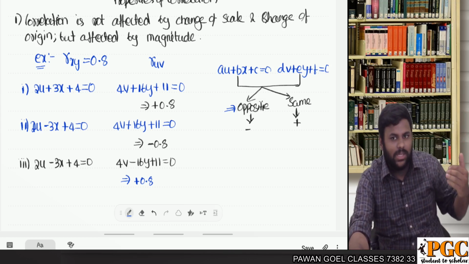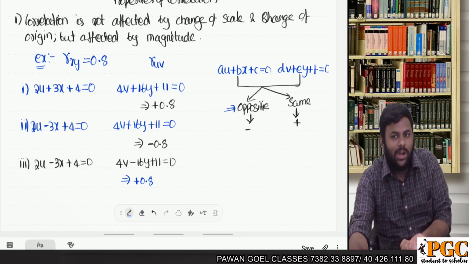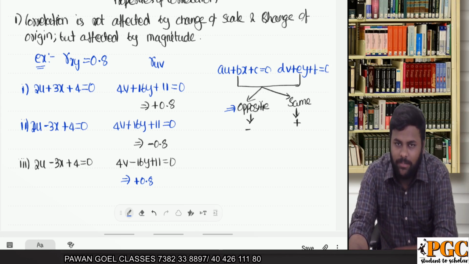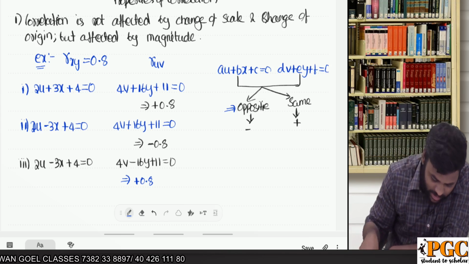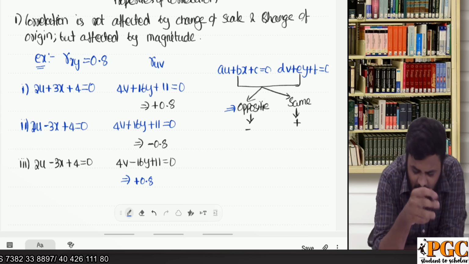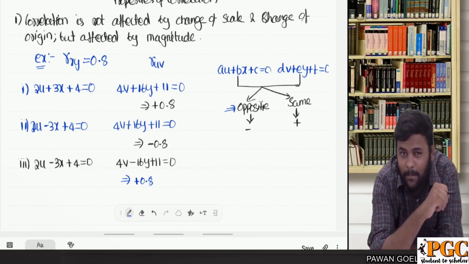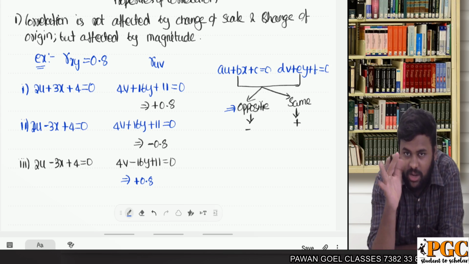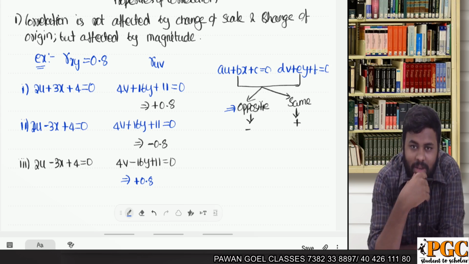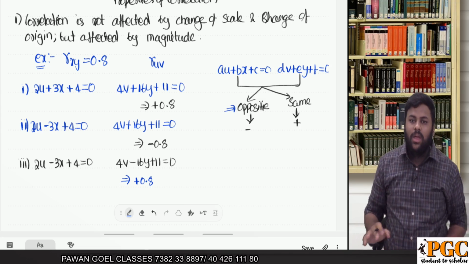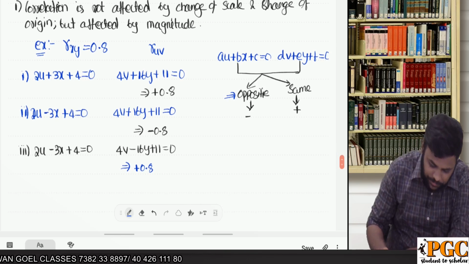If Rxy is given, convert them into our standard format and make sure you compare the X and Y symbols. Okay. So, I hope the basic point is clear, my dear friends. Sometimes AU, DV both will have different symbols. In that, make sure that they both have the same symbols. Then only you can compare X and Y. If they are having different symbols, you cannot compare X and Y. They must have the same symbols at any cost. Okay. I hope it is clear, my dear friends.